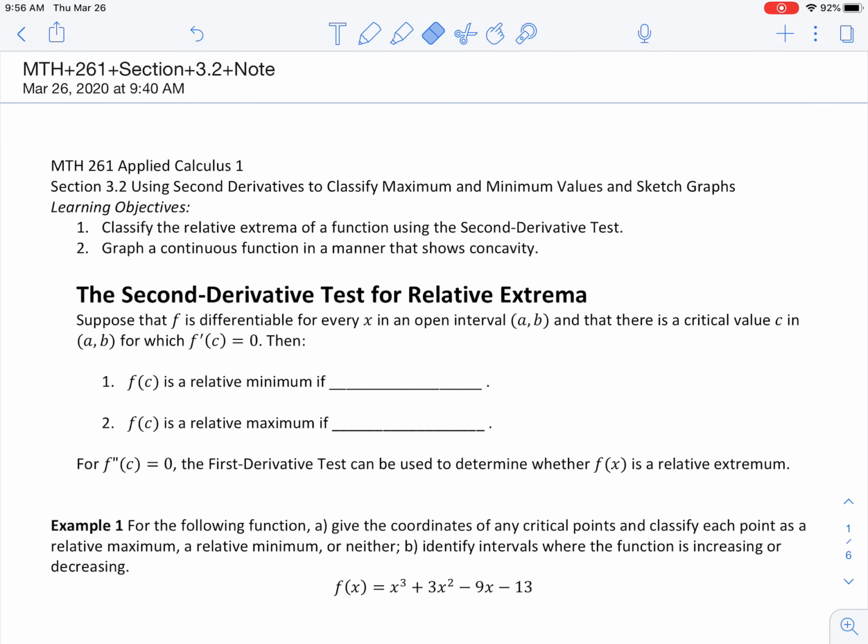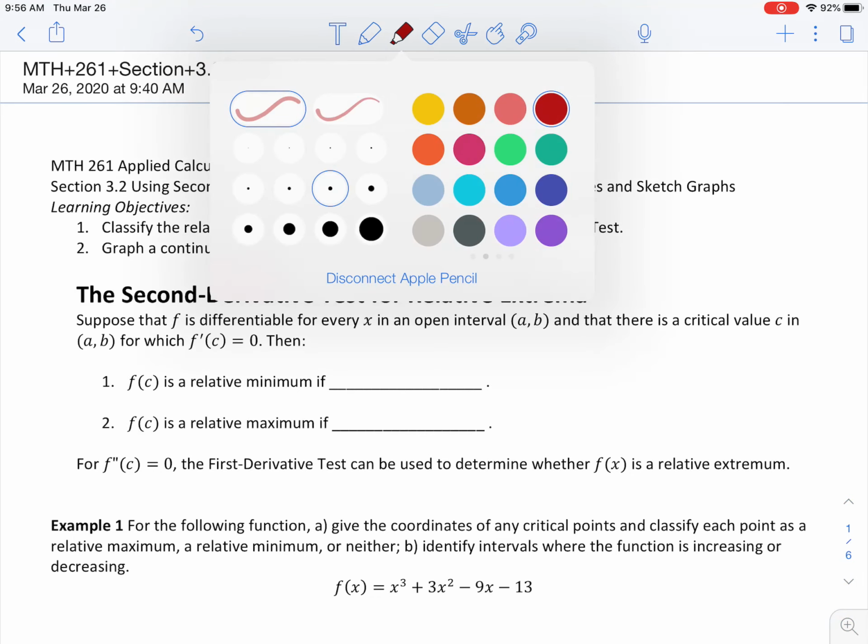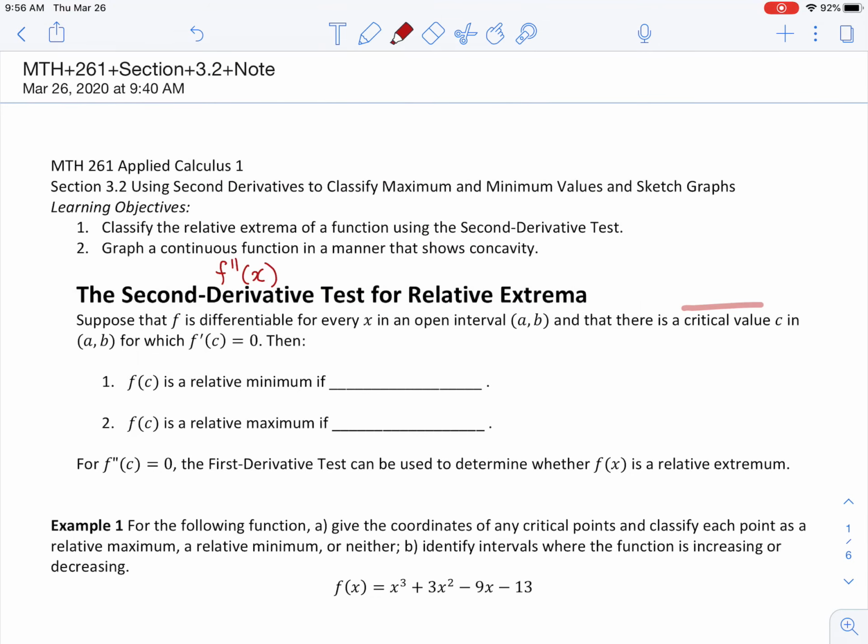The second derivative test is using the second derivative. So what you're going to have to find is f double prime of x. Okay? So today you're going to find the second derivative, and you're going to use that to tell whether it's a relative minimum or relative maximum. But first, you will need to find the critical value. So critical value C must be found first in order for you to use this second derivative test.